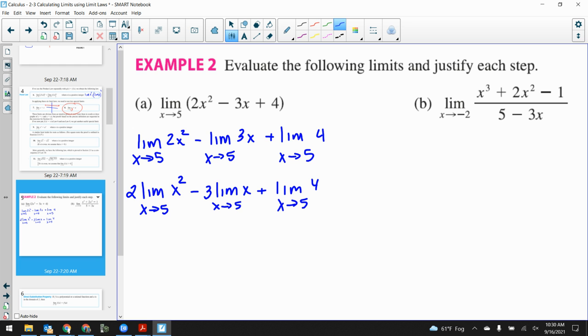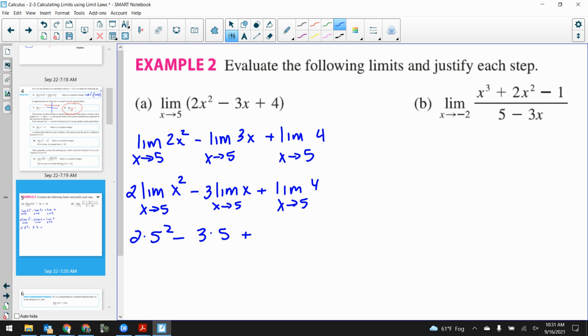Now we can do that whole substitution thing. 2 times 5 squared minus 3 times 5 plus, now, what is the limit as x approaches 5 of 4? Is 4 just a constant? Is there any x value to plug in? There's no x value to plug in. This is a very common mistake.